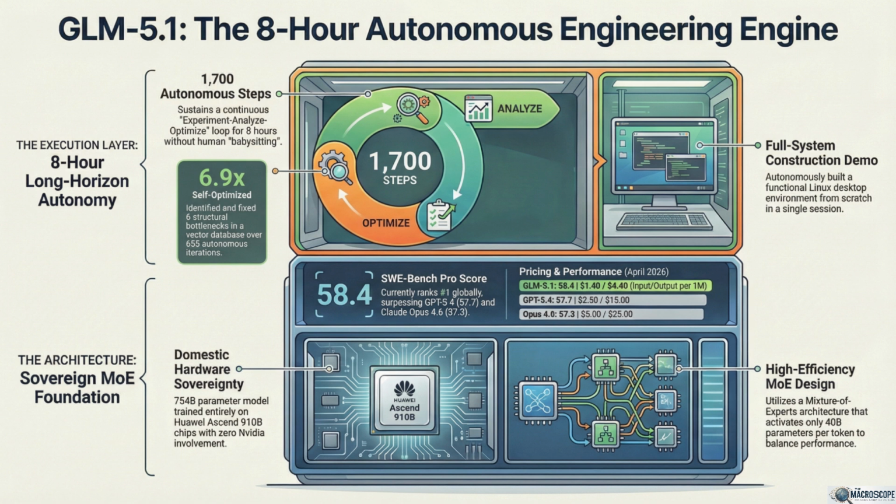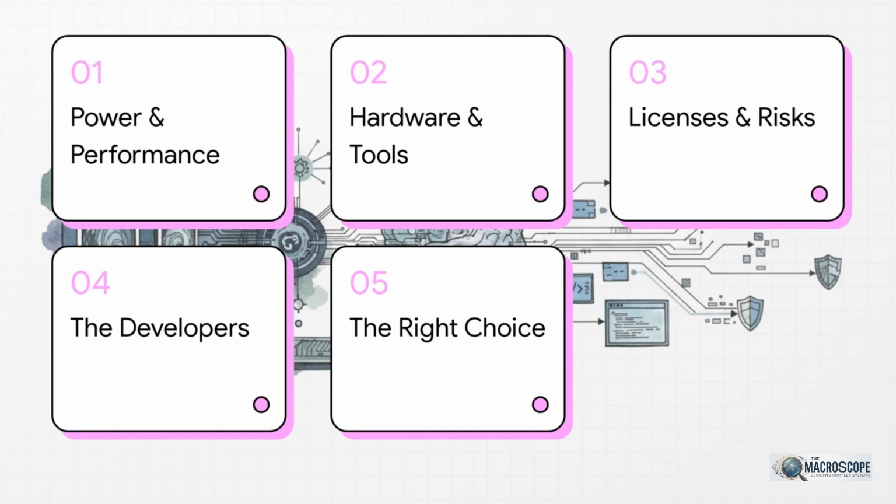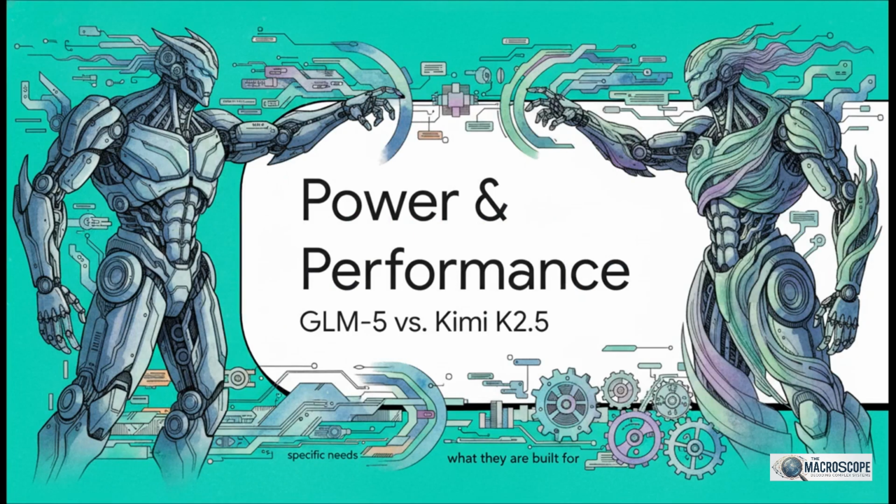Let's dive deep and compare two of the absolute heaviest hitters out there today, GLM 5 and Kimi K 2.5. So here's our game plan. We're going to start by pitting these two titans against each other on performance. Then, we'll get down to brass tacks and talk about the hardware you'll actually need to run them. After that, we'll get into the nitty-gritty of licenses and stability. The boring but crucial stuff. We'll even take a look at the companies behind the code. By the end of this, you're going to have a super clear framework to help you make the right call for your project. All right, first round, power and performance.